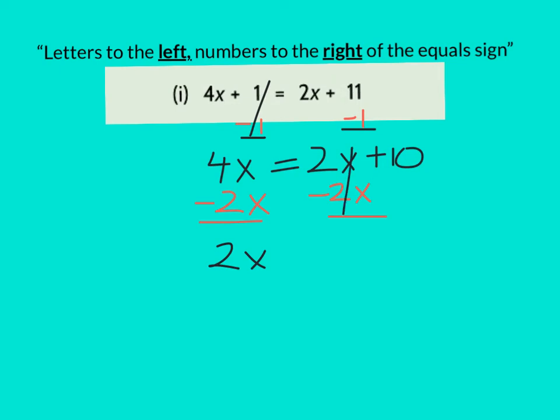2x minus 2x, they cancel, becomes 0. And then I have 10. And then if I divide both sides by 2, I will get x is equal to 5.